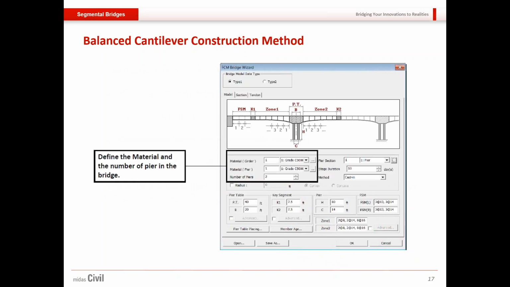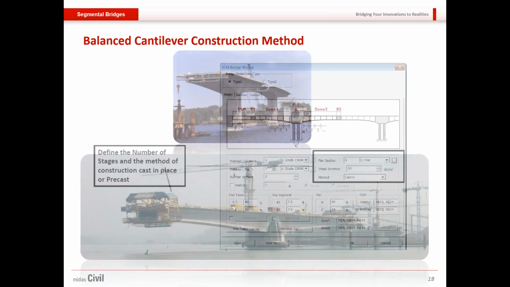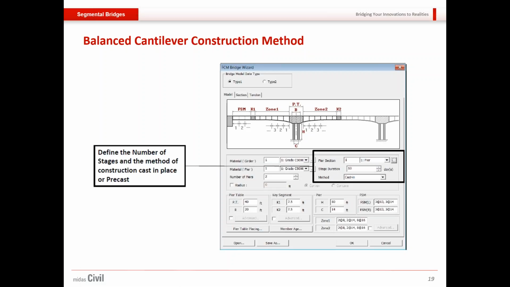This is how the balanced cantilever wizard looks. At the top is the guide diagram based on which you'll have to make entries. First of all, you have to define the material for girder and pier, and the number of piers in your bridge. As I was saying before, one is your precast method and another is your cast in situ method. The next inputs are your pier segment, the stage duration, and after that the method, whether it is cast in situ or precast.